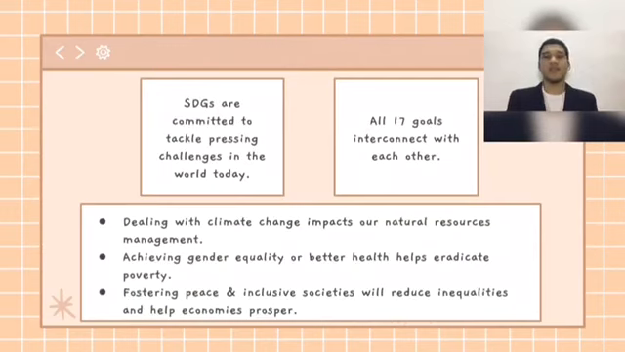The Sustainable Development Goals are a bold commitment to tackle some of the more pressing challenges facing the world today. All 17 goals interconnect, meaning success in one affects success for others. For instance, dealing with the threat of climate change impacts how we manage our fragile natural resources. Achieving gender equality or better health helps eradicate poverty. And fostering peace and inclusive societies will reduce inequalities and help economies to prosper. In short, this is the greatest chance we have to improve life for future generations.